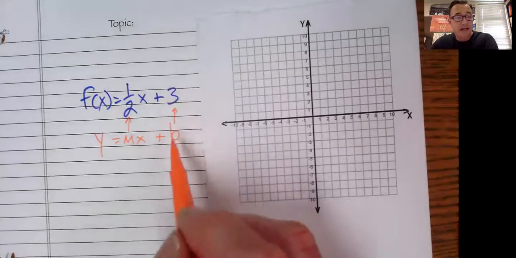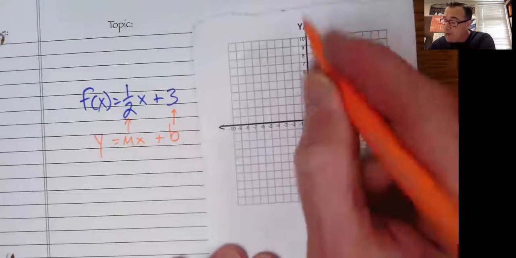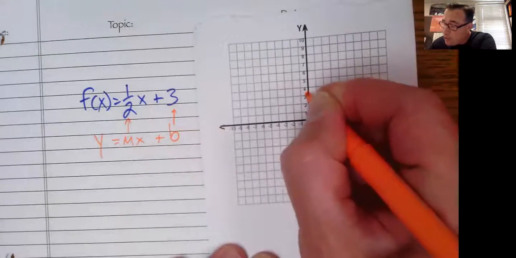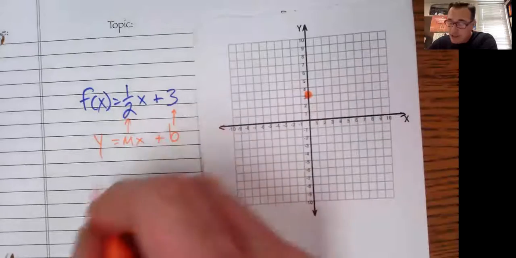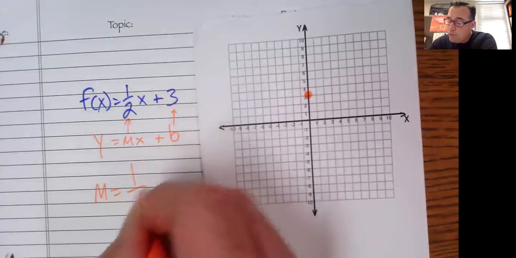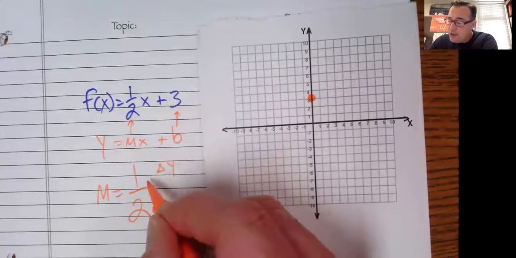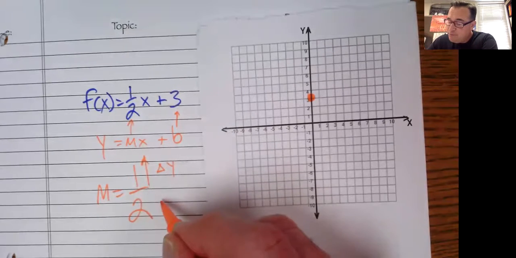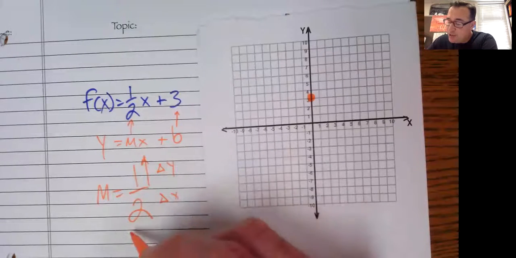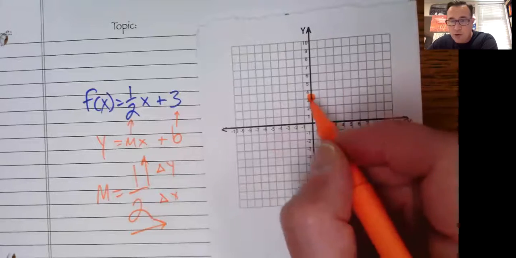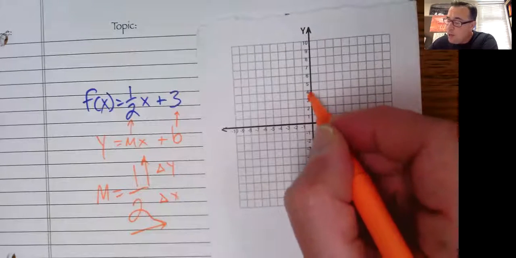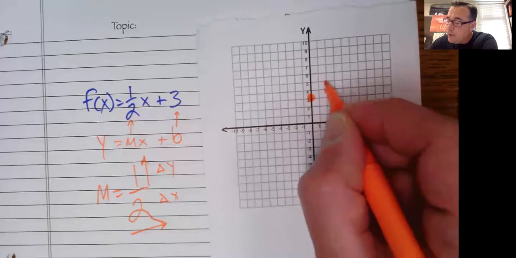That 3 is our y-intercept, so that can be on the y-axis right there. And if that slope is 1 over 2, what we have to remember is that the top is our change in y, so that's up 1. This bottom is our change in x, so that's over 2. So I can keep graphing more points, up 1 over 2, up 1 over 2.